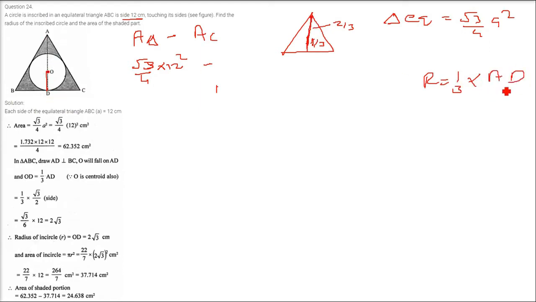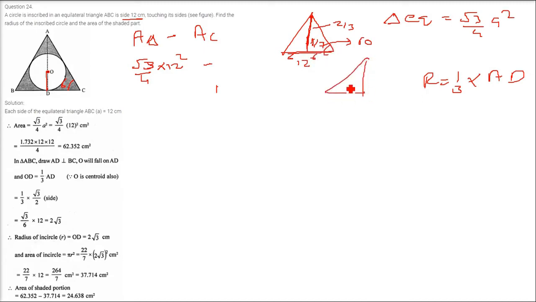So how to find AD? The main thing is finding out the AD. We have an equilateral triangle, so this is 60 degrees. And because we have dropped a perpendicular, the side is 12, so this will be 6, this will be 6.